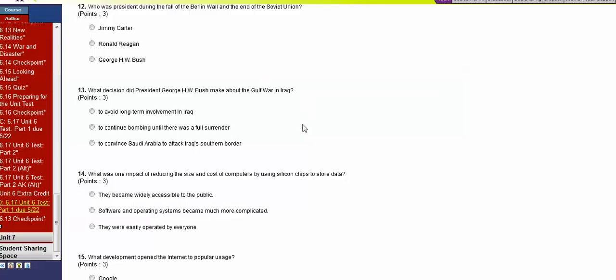Number 13, what decision did President George Herbert Walker Bush make about the Gulf War in Iraq? Was it to avoid long-term involvement in Iraq, to continue bombing until there was a full surrender, or to convince Saudi Arabia to attack Iraq's southern border?